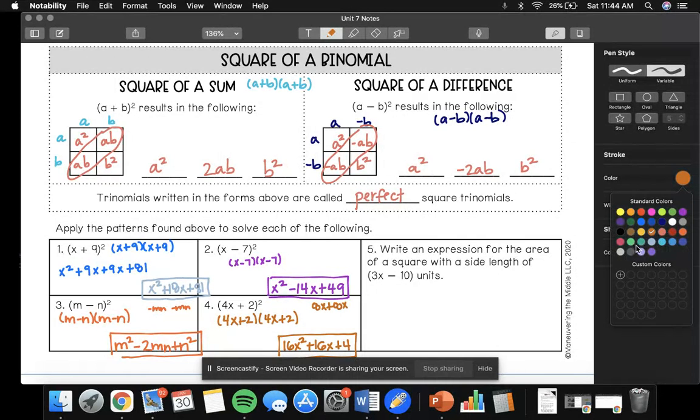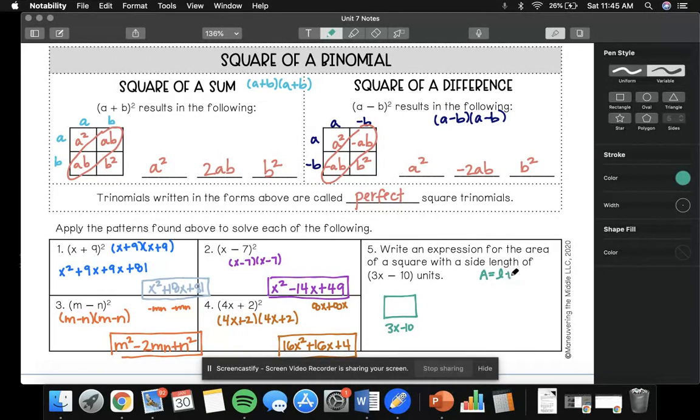Okay. All right, final question on the front page is write an expression for the area of a square. So I'm going to draw a little square with a side length of 3x minus 10. Okay, well, we know that area is length times width. Okay, and we also know that squares mean they have the same length for every side. So an expression we could write would be 3x minus 10 times itself twice. So we could write it as a square.